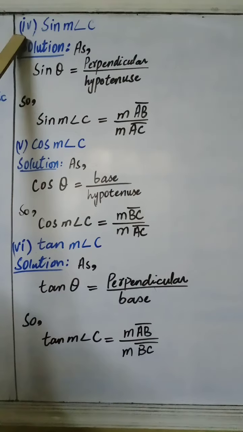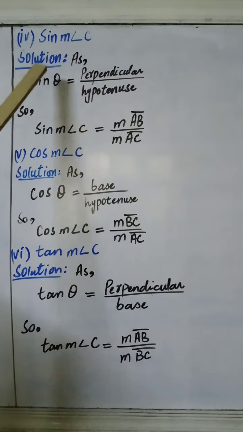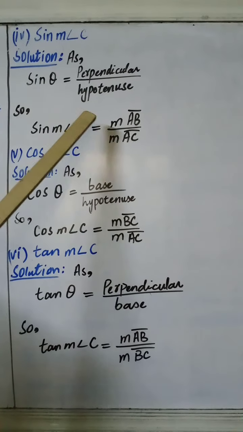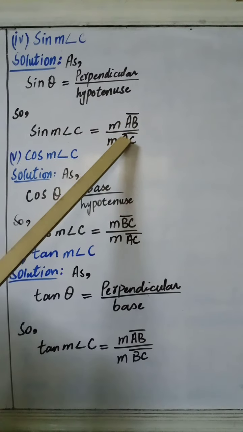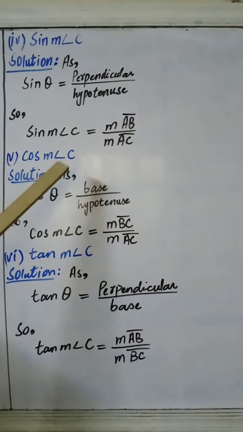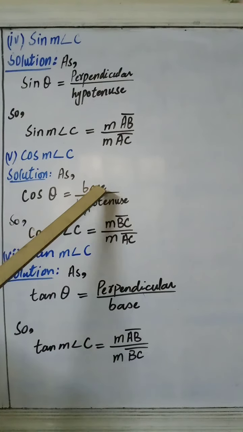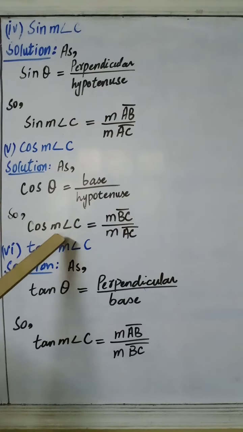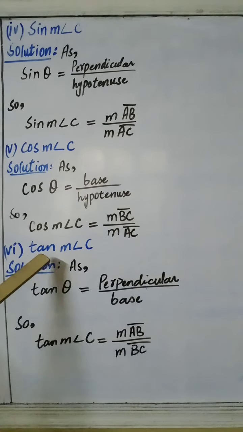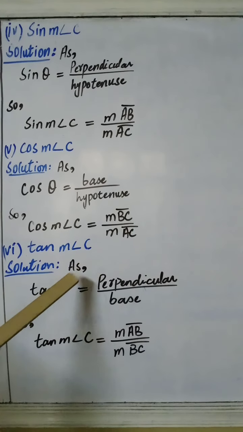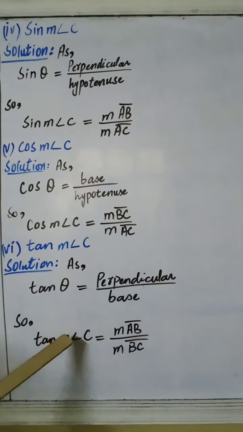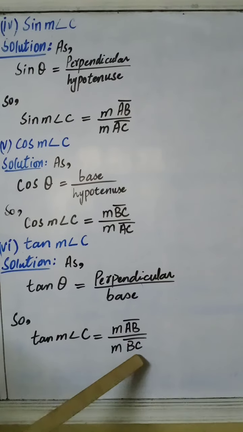Part 4, sin angle C. As sin theta is equal to perpendicular over hypotenuse, according to angle C, the ratio is AB over AC. Now part 5, cos angle C. As cos theta is equal to base over hypotenuse, according to angle C, our ratio is BC over AC. Now part 6 is tan angle C. Now you know that tan theta is equal to perpendicular over base. So according to angle C, our ratio is AB over BC.